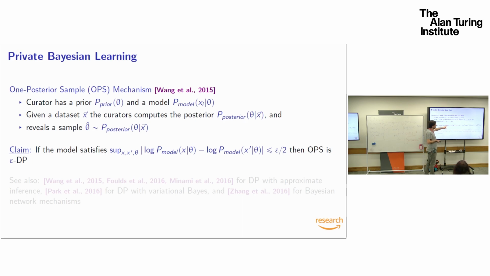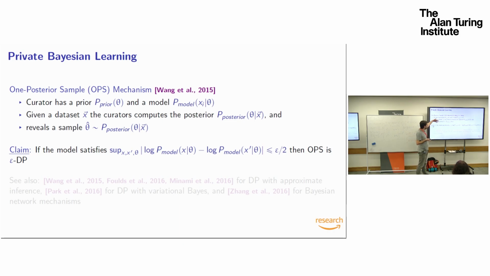Because if you note, there's nothing here about adding noise. You're just making an assumption about your model, the likelihood of your model, and if this assumption is satisfied, which is that the likelihood doesn't change too much when you change a point in the data, then taking one sample from the posterior is differentially private automatically. You didn't have to add any noise.